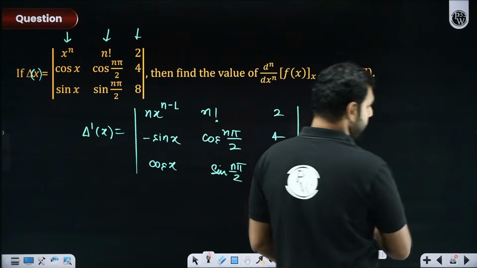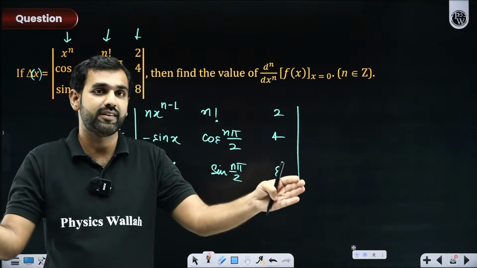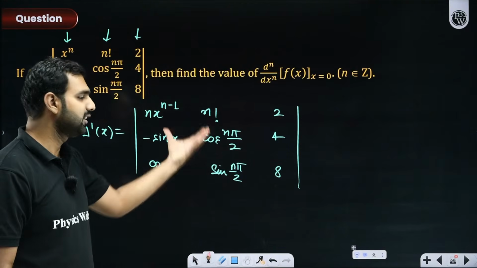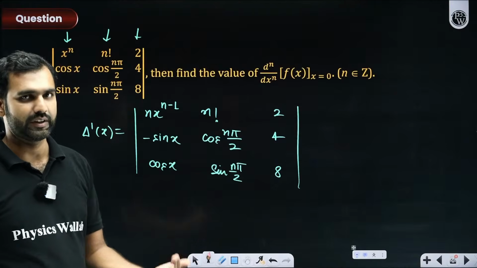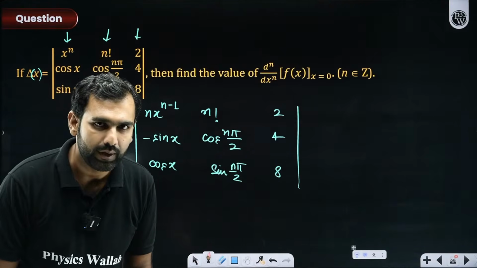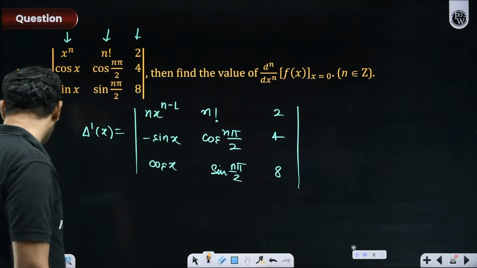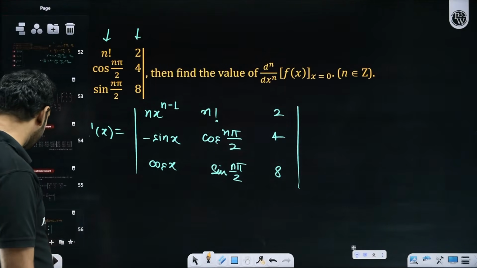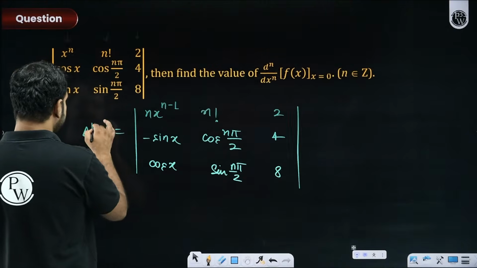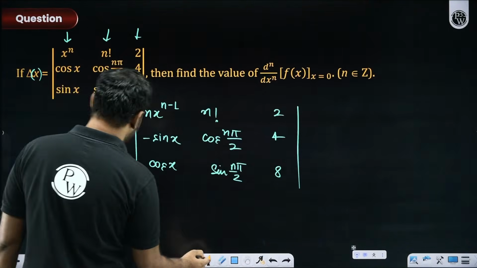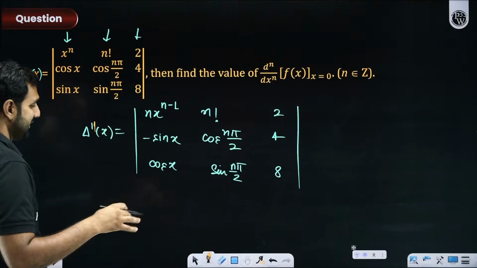So are you realizing now that I'll not be dealing with three determinants each time? I'll be getting this determinant only every time I differentiate it. Everybody got my point here? And if you have gotten my point, this is your delta dash x. If I'm interested in delta double dash, which means the second derivative here.